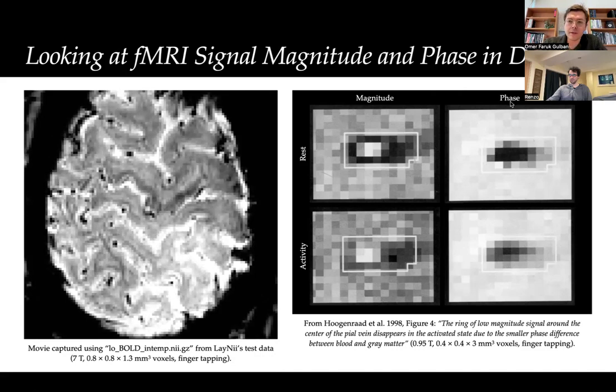When we look at the phase of the same data, you can see that at rest, there is this large phase difference between the surrounding tissue and the large pial vein. And that difference, again, also decreases with activity. So the more oxygenation there is, the signal in the pial veins becomes less different from the surrounding gray matter tissue. That's the story that's going on. And you can detect this both in the magnitude and the phase components of your fMRI signal.